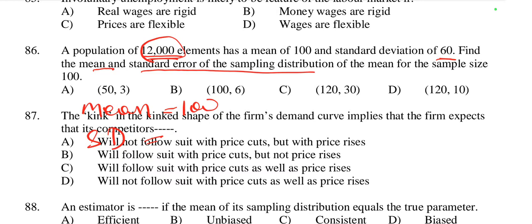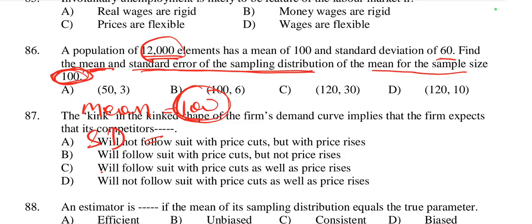So to calculate the standard error, first we have to calculate the mean. Here the question gives the mean for the sample size 100. So mean is 100. Then we have to find out the standard error of the sampling distribution.